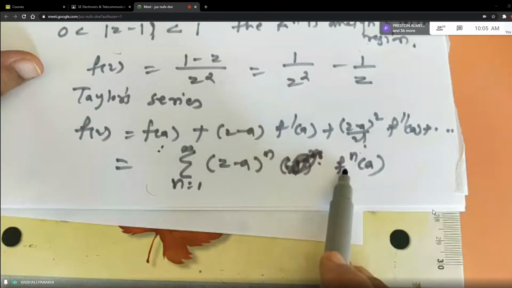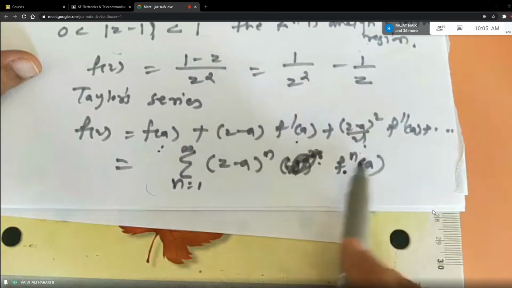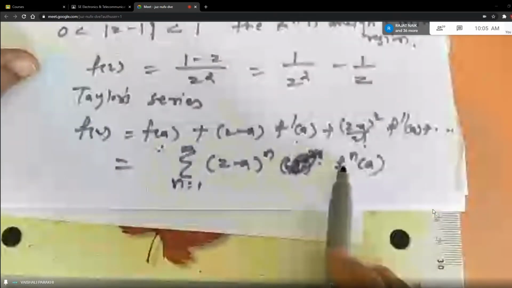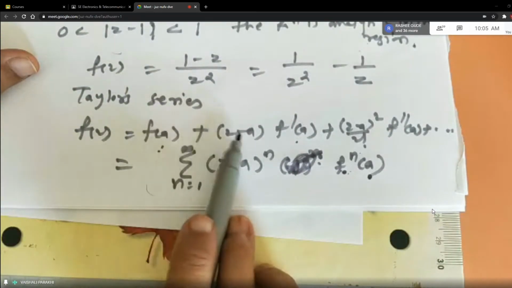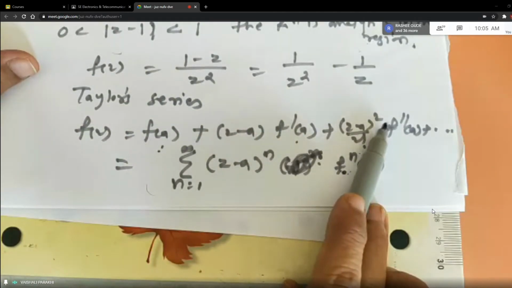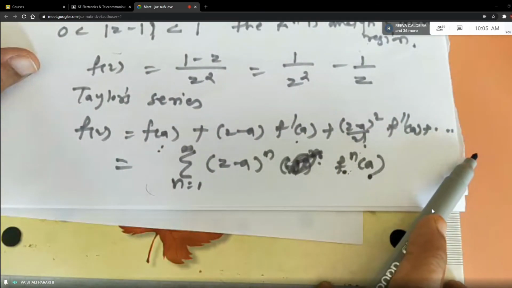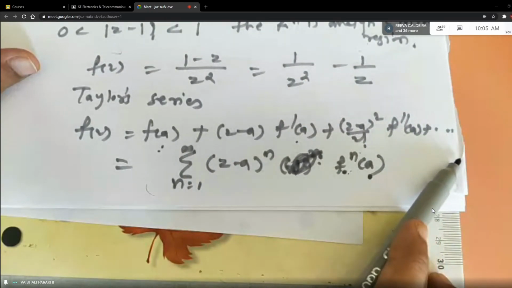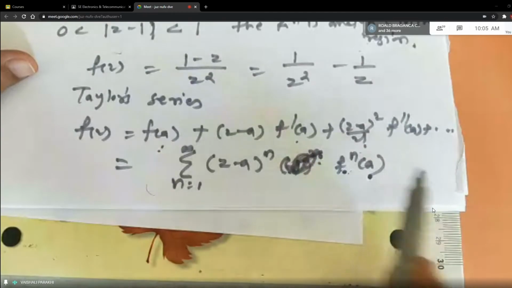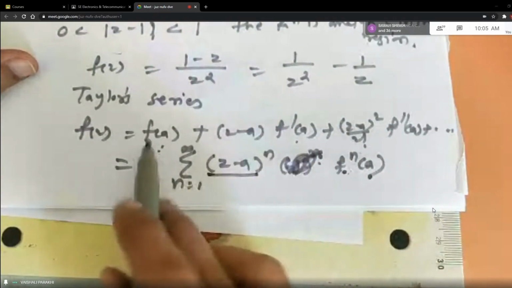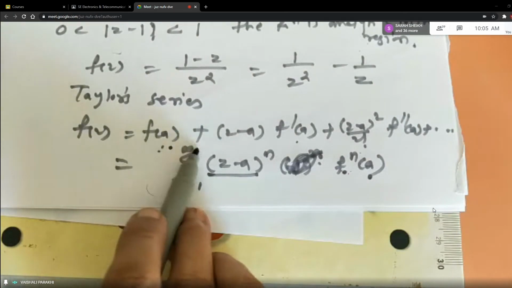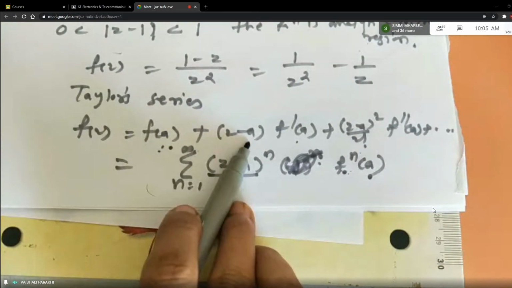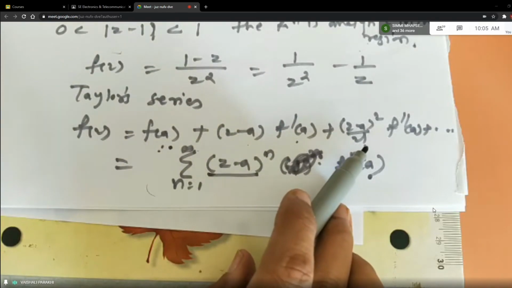So f of a will be there, f dash of a, f double dash of a. So what will be its nth order derivative? f n of a. Then (z minus a) raised to 0, (z minus a) raised to 1, (z minus a) raised to 2, (z minus a) raised to 3, and so on. Now what is missing here? Missing is the denominator, right? What will be the denominator here? Here it is 1 factorial. Nothing means, here no denominator means 0 factorial. Then here it will be 1 factorial, 2 factorial, and so on.